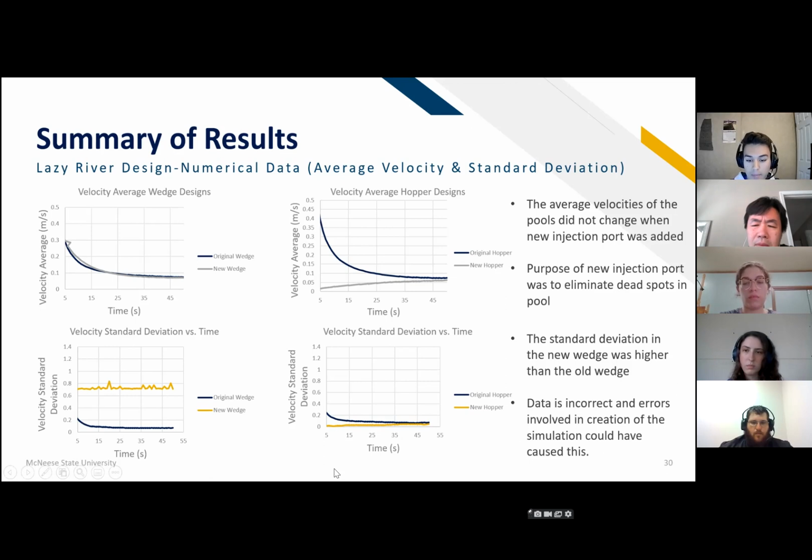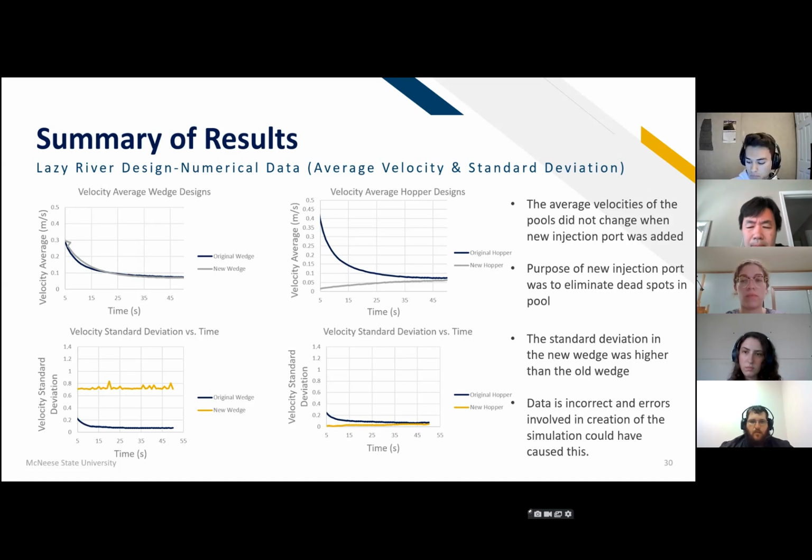One last thing to say about these designs is that to add the injection point, a new pump or a bigger pump was not actually needed. So the annual operating cost would not have been increased. The only increase in price for adding an injection point would be for the piping. So that was a big plus in adding the injection point, as it wouldn't be charging as much money.